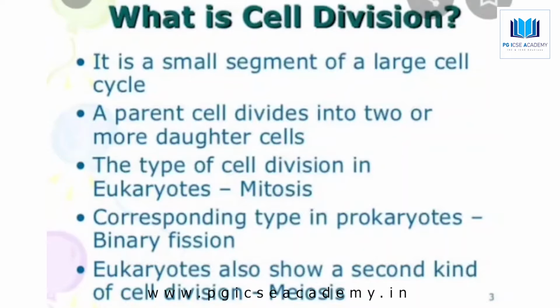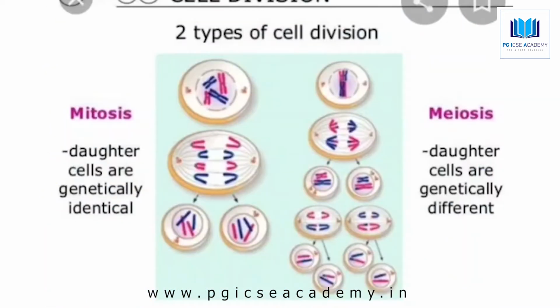The type of cell division in eukaryotes, that is, in the organisms which have a defined nucleus, is of two types, mitosis and meiosis, whereas in prokaryotes, that is, those that do not have a defined nucleus, it is binary fission. Cell division is of two types, mitosis and meiosis.